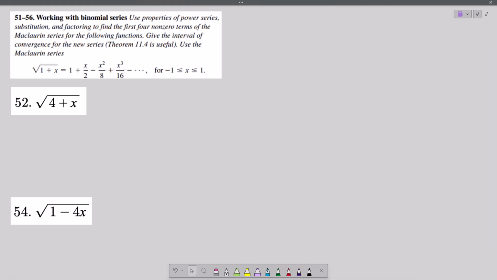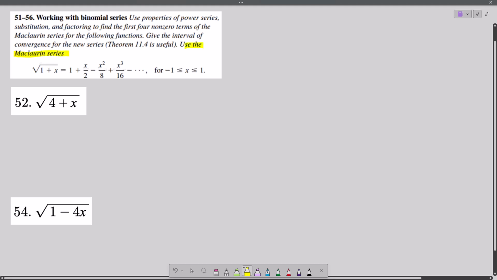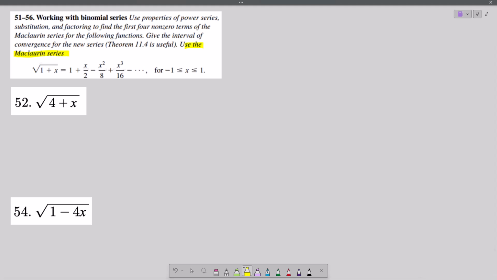So here's binomial series. There's an expansion. The p-value is 1/2, which is greater than 0, which is why they're including both endpoints, -1 and 1. Now, let's be careful about the reading of this. This one's a little odd. So we want to use a Maclaurin series. Maclaurin series is centered at 0. Okay? Maclaurin series is centered at 0.